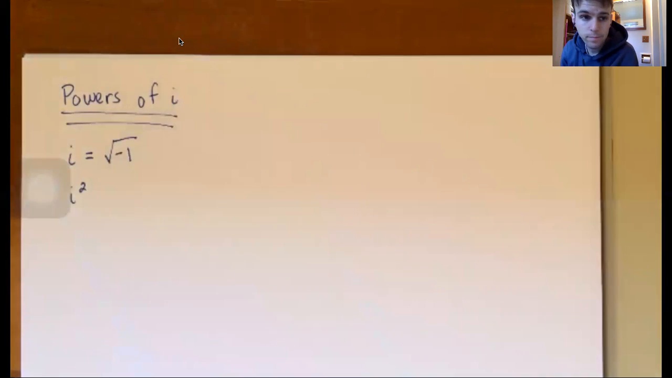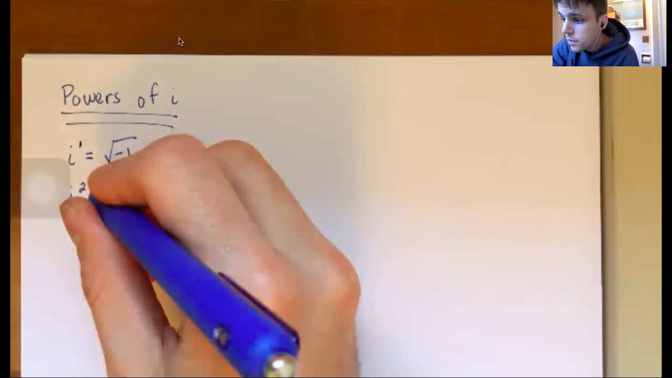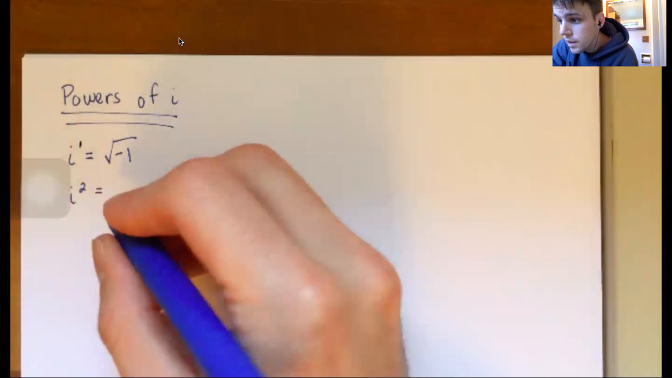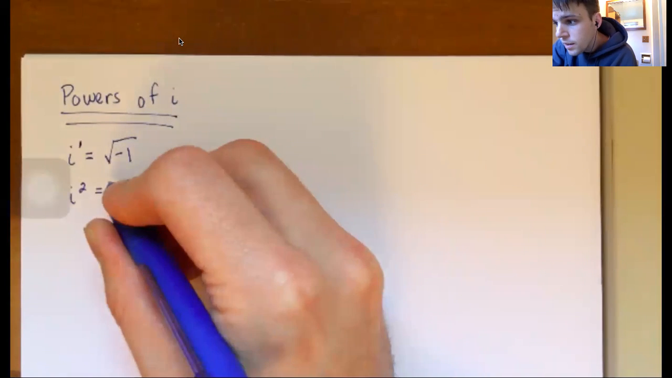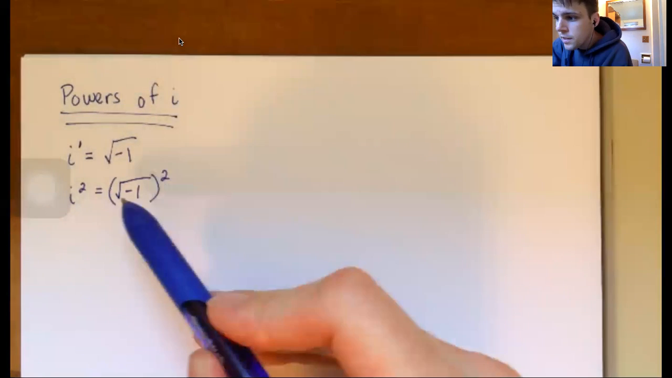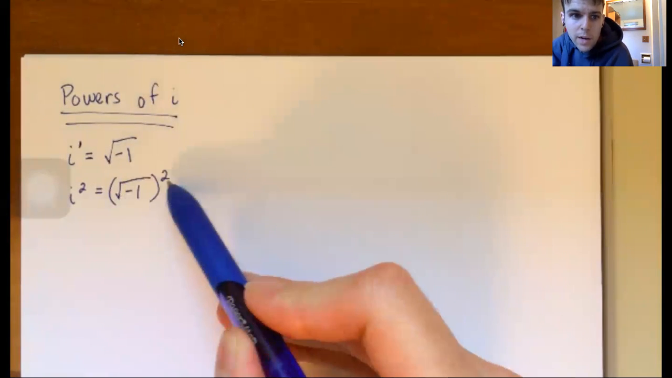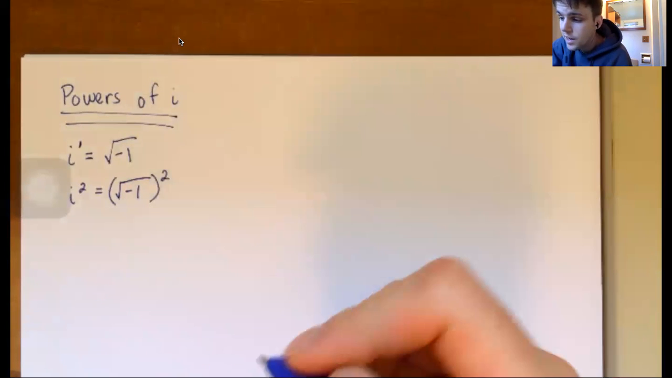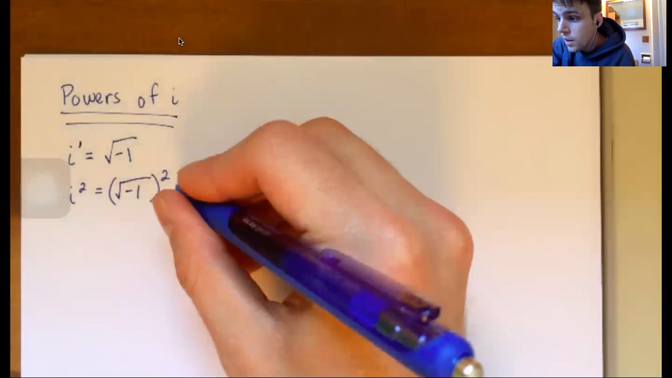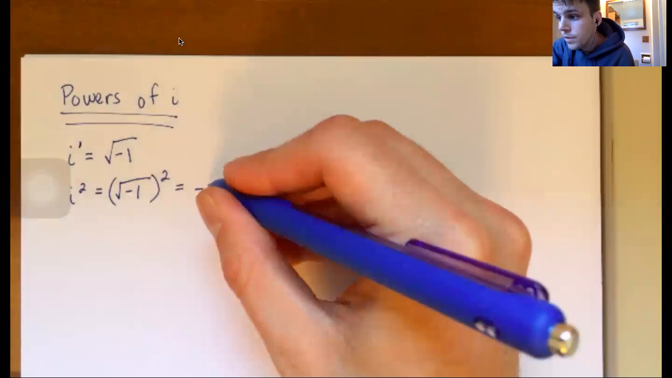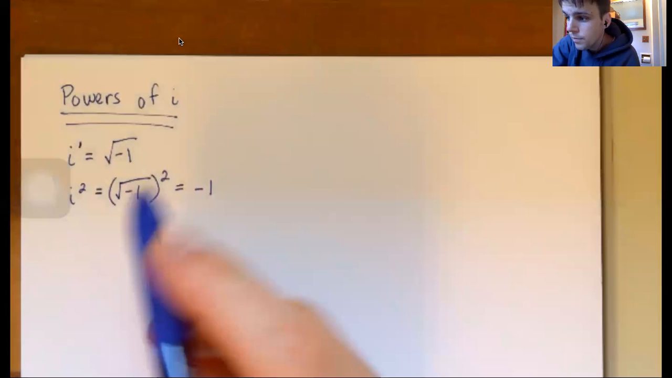i squared, i to the second power. i, all by itself, has a power of 1. But if we do i squared, what that means is we're taking i, which is the square root of -1, and we are raising that to the second power. Now, because the square root operation and the squaring operation are opposites, they cancel each other out, just like addition, subtraction, multiplication, and division. We end up with just -1. So i squared is equal to -1.